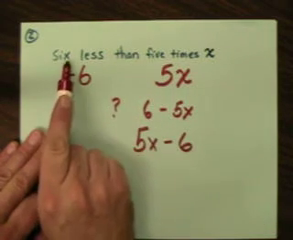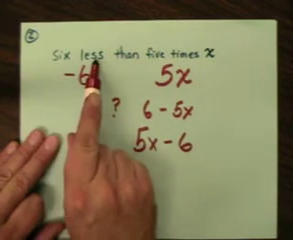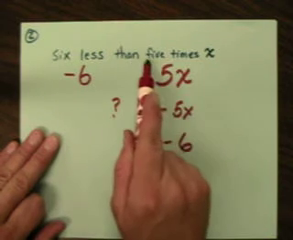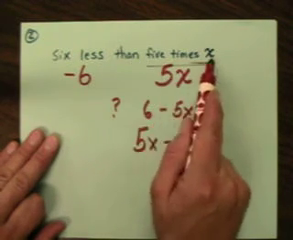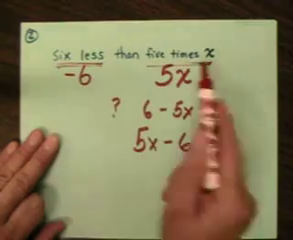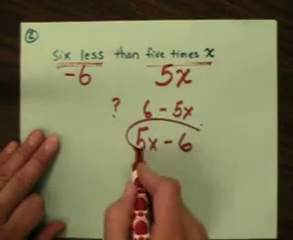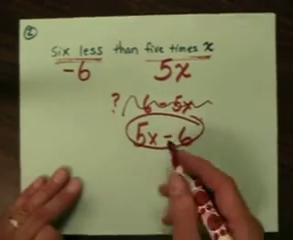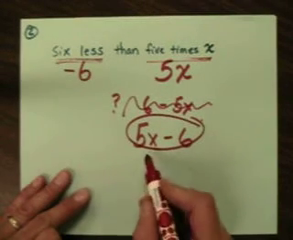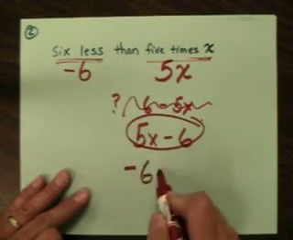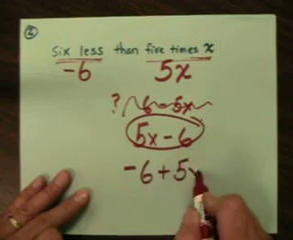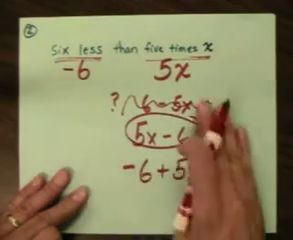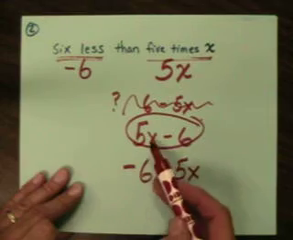Well, it tells us here 6 less than 5 times x. So I'm starting with 5 times x, and then I'm getting 6 less than that. So it's going to be this one here. Okay. Once again, an alternate way to write that, if you're very careful, is negative 6 plus 5x. But that doesn't follow the intuition there as well as saying 5x minus 6.